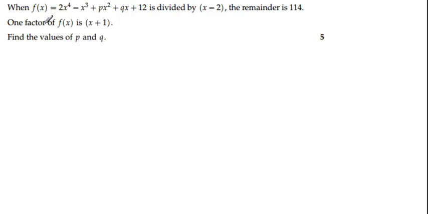Okay, question 3, you've got 2 bits of information about f of x here. One, when it's divided by x minus 2, it gives you the remainder of 114. And secondly, one factor of f of x is x plus 1.